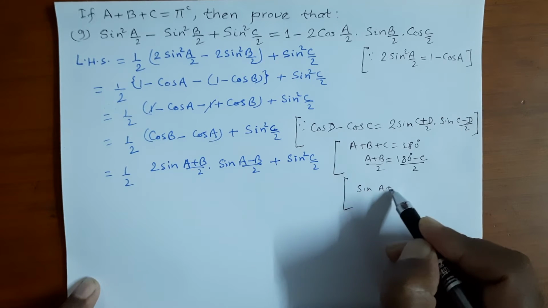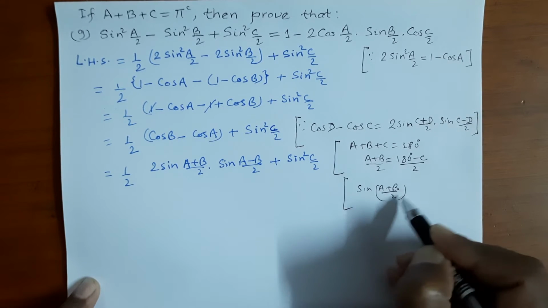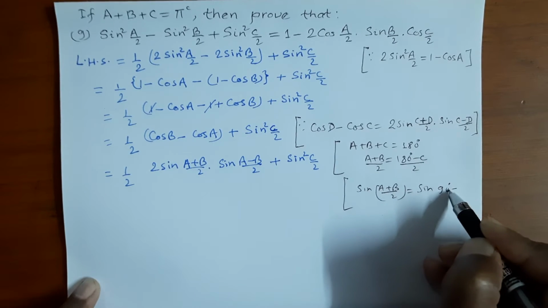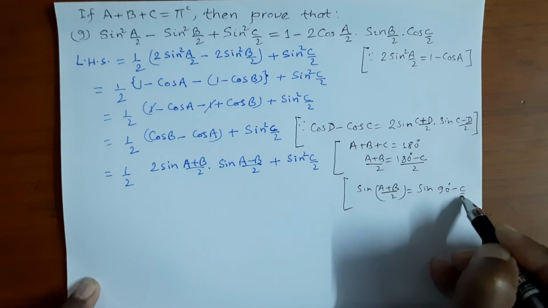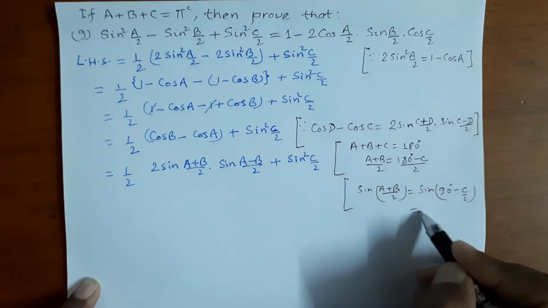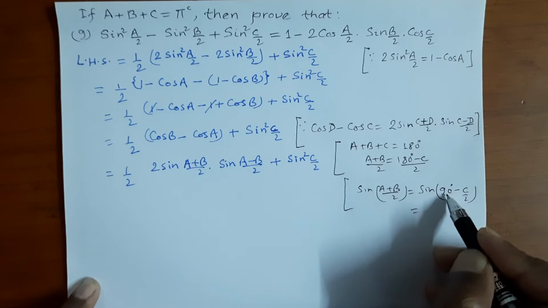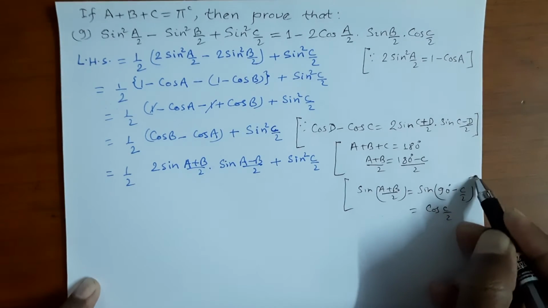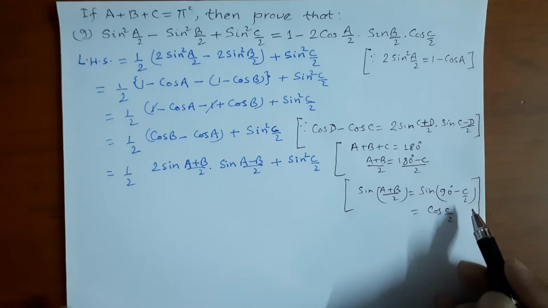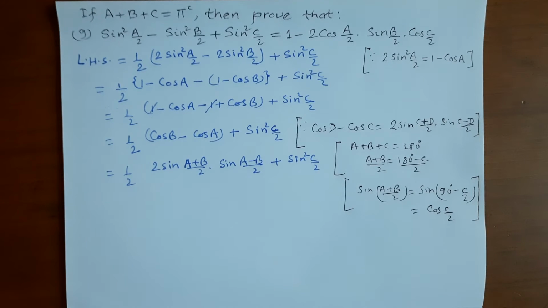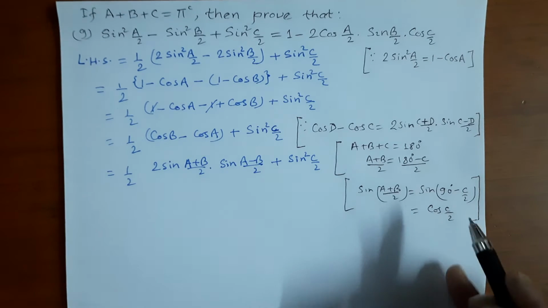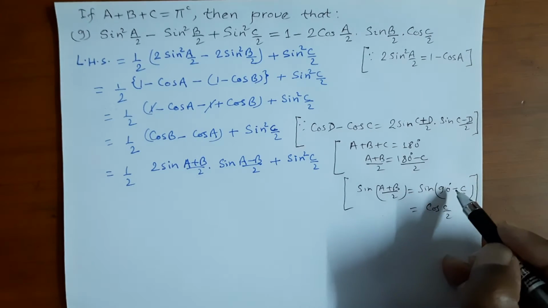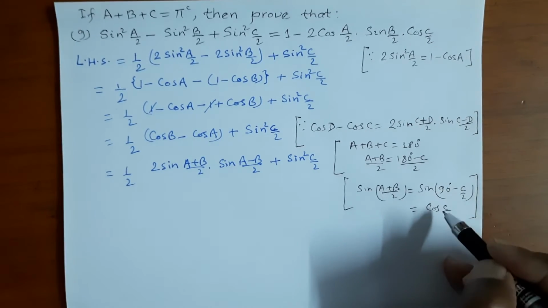sin of (A plus B) over 2 equals sin of (180 over 2, that is 90 degrees, minus C over 2). And sin of (A plus B) over 2 equals sin of (90 minus C over 2), that will be cos C over 2, because 90 minus C over 2 lies in the first quadrant. In the first quadrant all are positive, and 90 times 1 is odd. So if the multiple of 90 is odd, sine changes to cos.